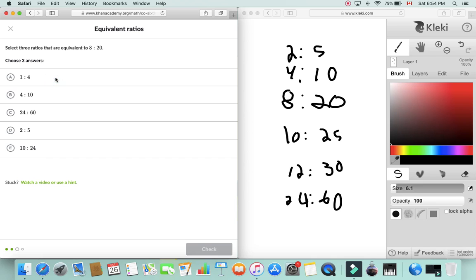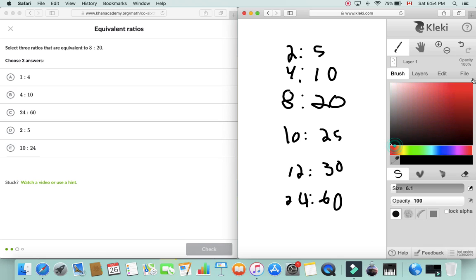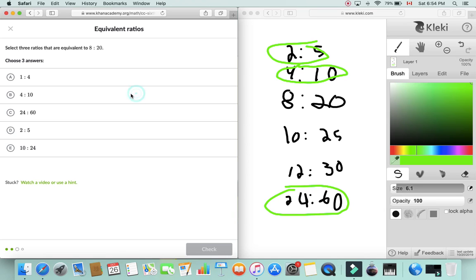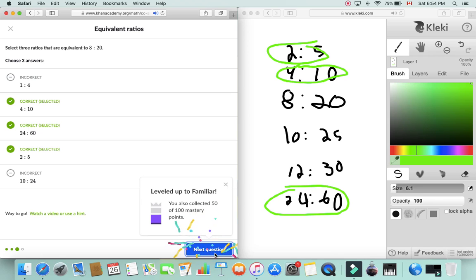Can we get 1 and 4? No, we cannot. That's wrong. Can we get 4 to 10? Well, 4 to 10 is right here. How about 24 to 60? Well, it's right here. How about 2 to 5? Well, it's right here. So the answers are 4 to 10, 2 to 5, and 24 to 60. Let's go!